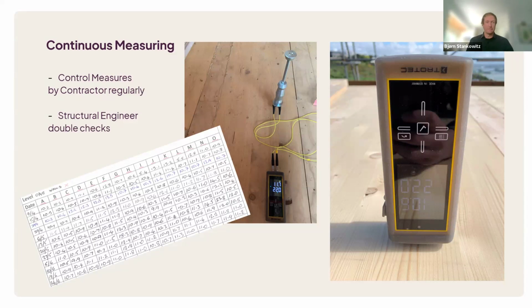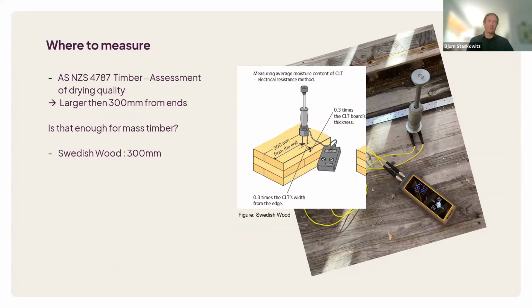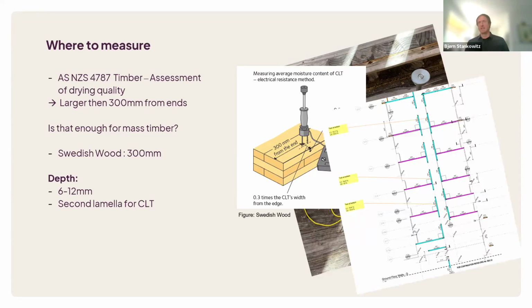This is one way of doing it. And what you want to tell them is where to measure, because they can measure everywhere or anywhere, and it probably doesn't really mean anything to you. So Swedish wood and other guidance saying 300 mil from the ends is good for timber. So is it in New Zealand for timber assessment of drying timber itself. So it's well aligned.